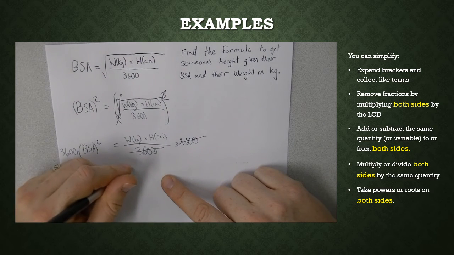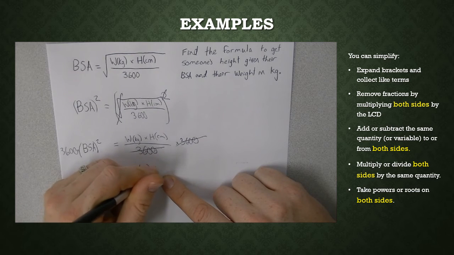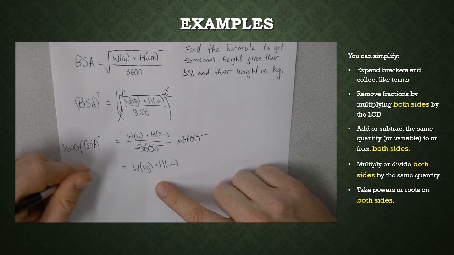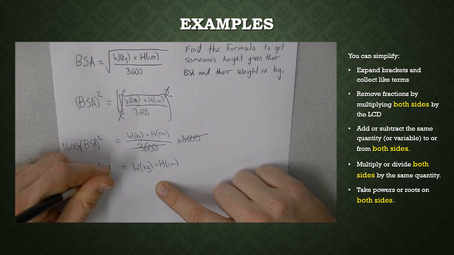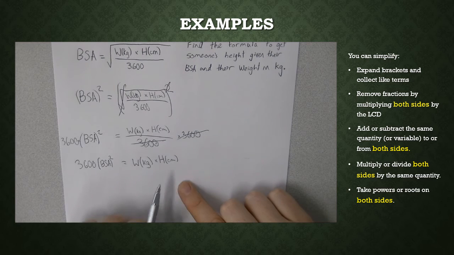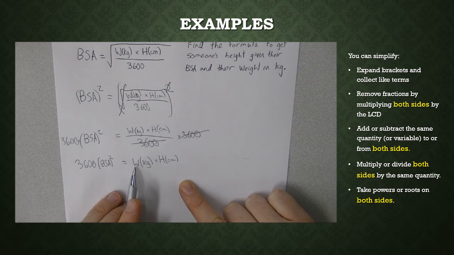Good. So what I have on this side now is weight in kilograms times height in centimeters, and on this side is just 3,600 times BSA squared. All right, and what do I want to do? I want to isolate h. So what is stopping h from being by itself? Well, right now it's being multiplied by w in kilograms.